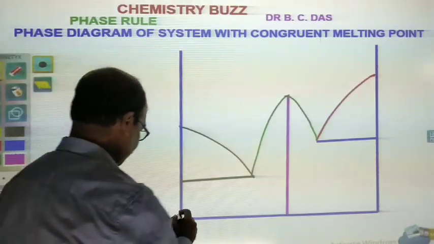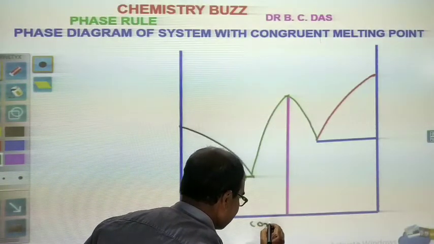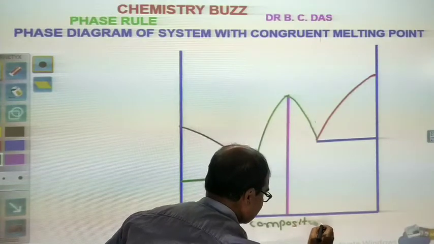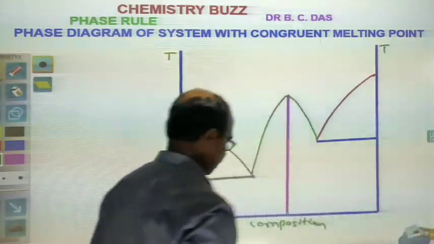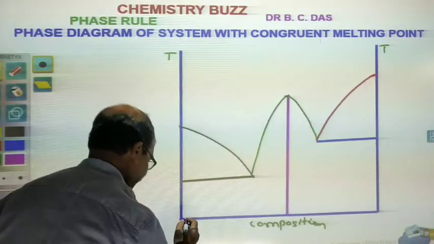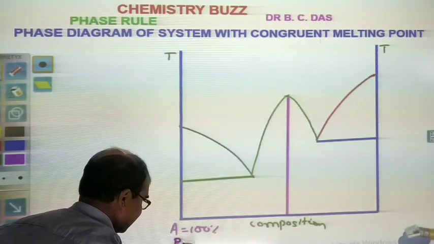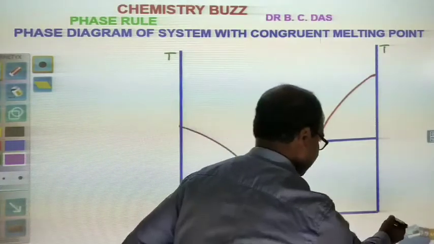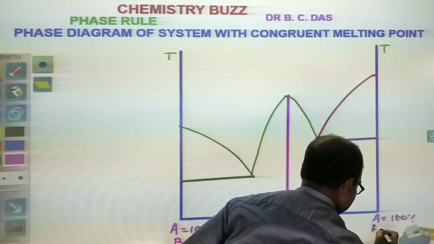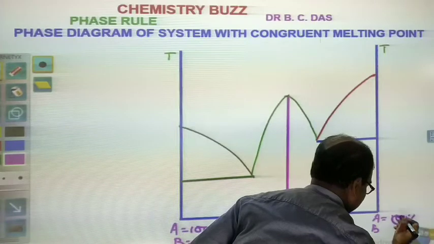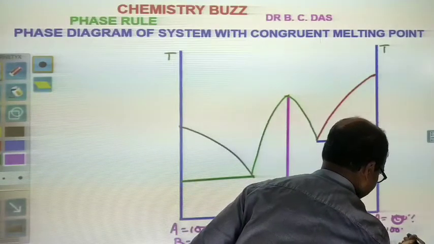In this system, we have taken the composition on the x-axis and the temperature on the y-axis. At the extreme left, A is 100% and B is 0%, and at the extreme right, A is 0% and B is 100%.